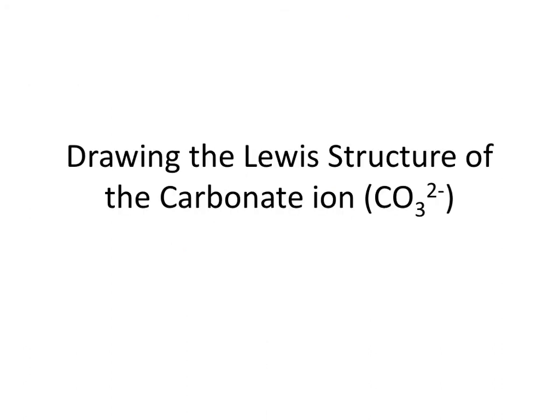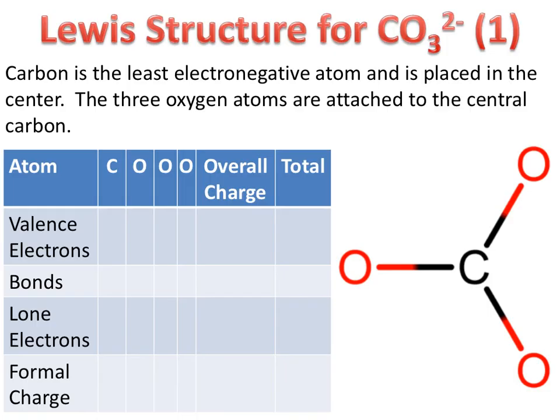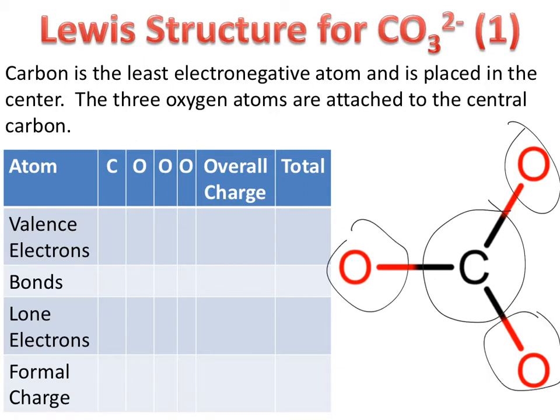Next, we will draw the Lewis structure of the carbonate ion so that we have a polyatomic anion for us to work with. In step 1, we're going to draw the structure. We're going to put the carbon in the middle because it is the least electronegative. Put the 3 oxygens on the outside. And we are also going to be dealing with an overall charge because carbonate has a -2 formal charge.